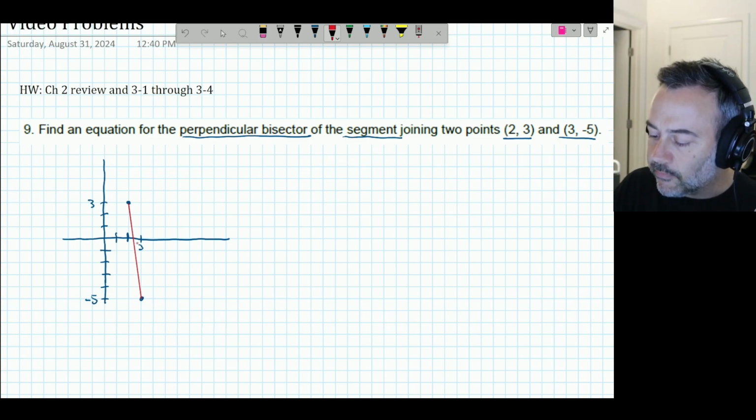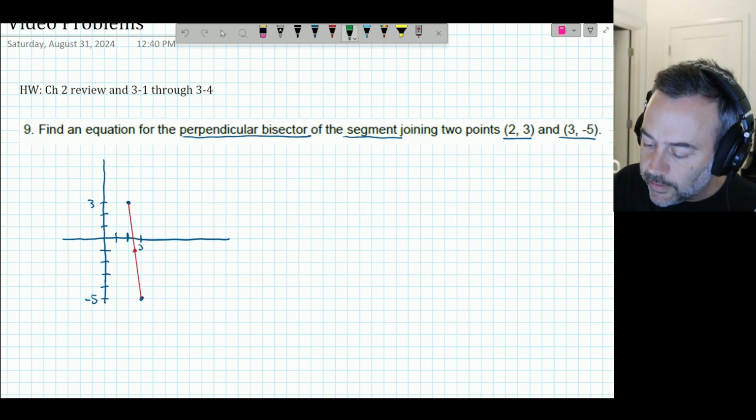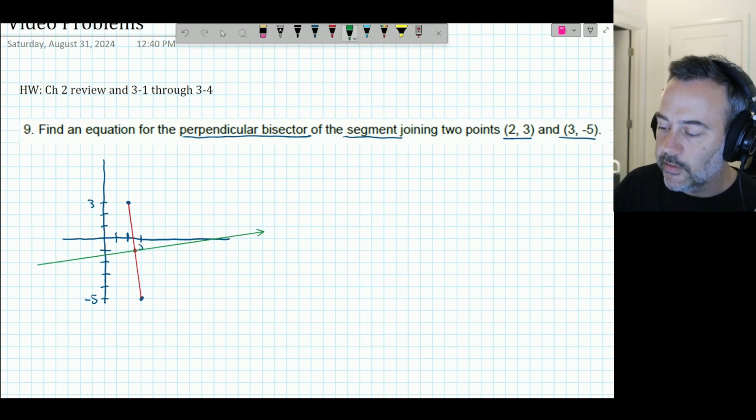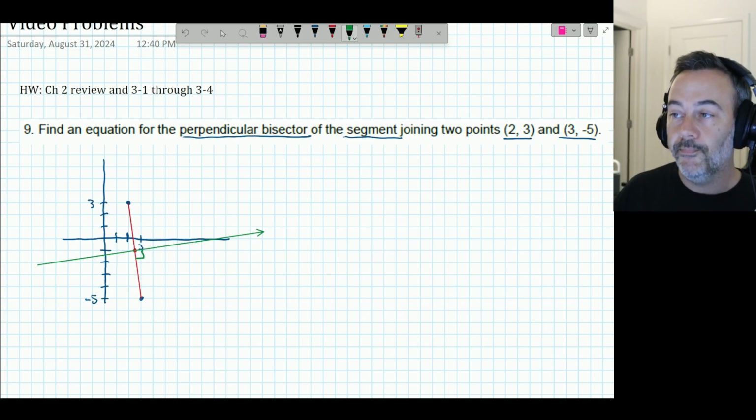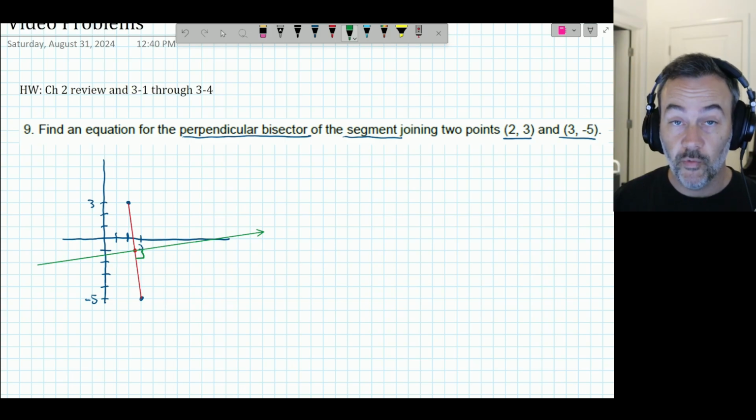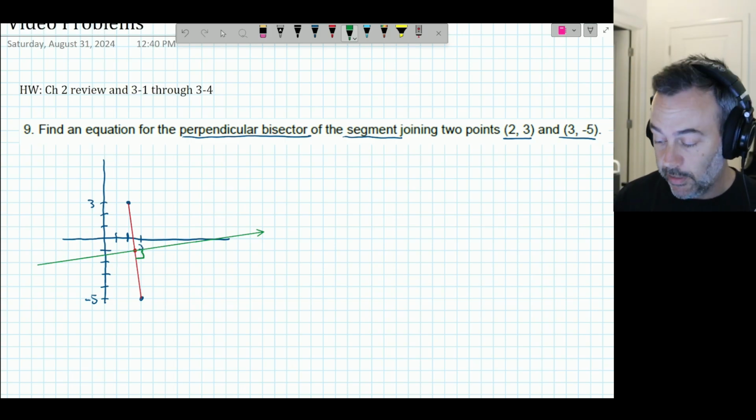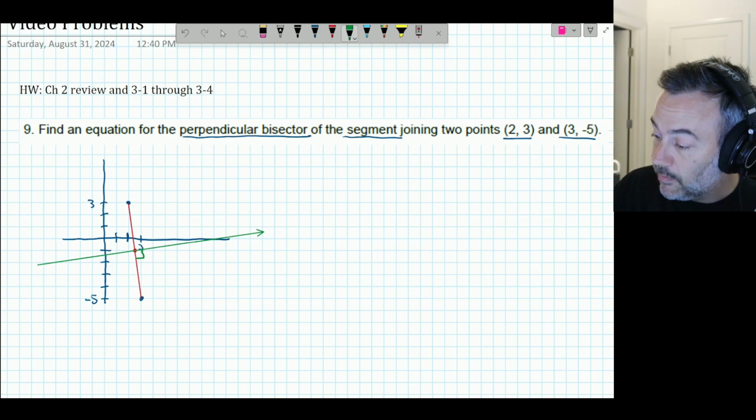And about halfway, let's see, 1, 2, 3, 1, 2, 3, 4. So it is right there. The line we're trying to find, I'm just going to freehand it at the moment, just eyeball it. The line we're trying to find is a line that intersects the line segment at its midpoint. It bisects the red line and it's perpendicular. So we need to find the midpoint.